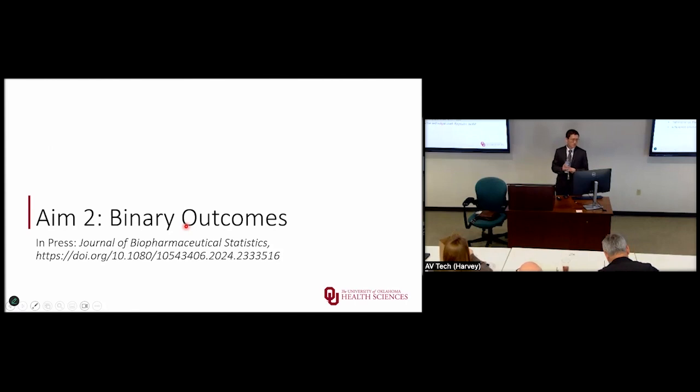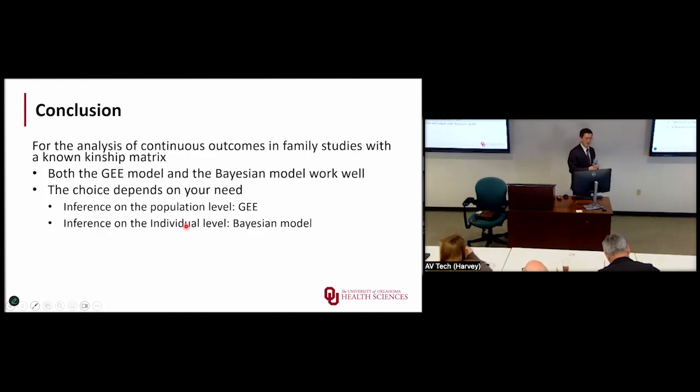Then you would argue, well, are we kind of wasting our effort to collect all that kinship matrix? Why do we collect it in the first place anyway? But I would argue that, yes, both of them work well. However, the choice depends on your needs. If you are interested in making inference on a population level, then go ahead and use GEE. If you want to get down to the individual level and make inference on the individual level, then you can use the Bayesian model. And that will take the kinship matrix into account. So either way is fine.